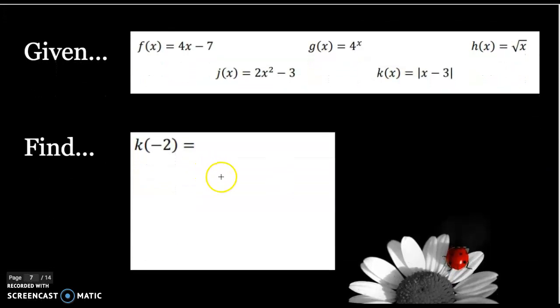All right, let's find k of -2. Okay, absolute value of -2 minus 3 means that I'm going to do the absolute value of -5, and absolute value symbols mean displacement, or they turn everything positive. So the answer to this one would be 5.